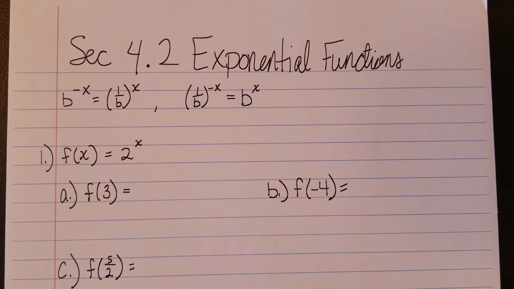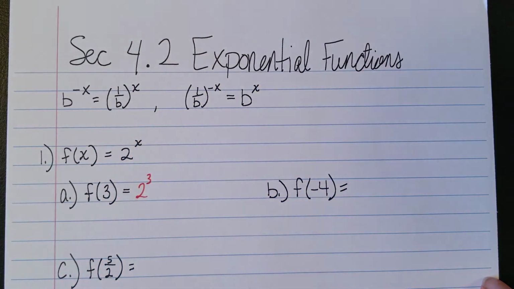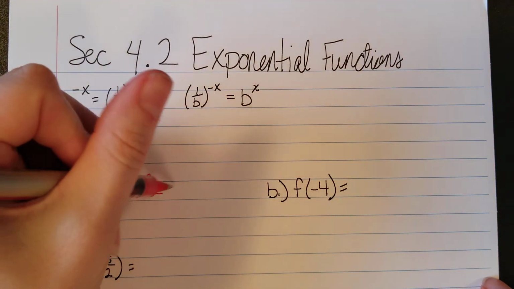Let's see. So number one, they're just asking us to evaluate an exponential function with some given values. So if f of x is 2 to the power of x, then let's evaluate f of 3. So that would be 2 to the power of 3. So 2 times 2 times 2, which would be 8.